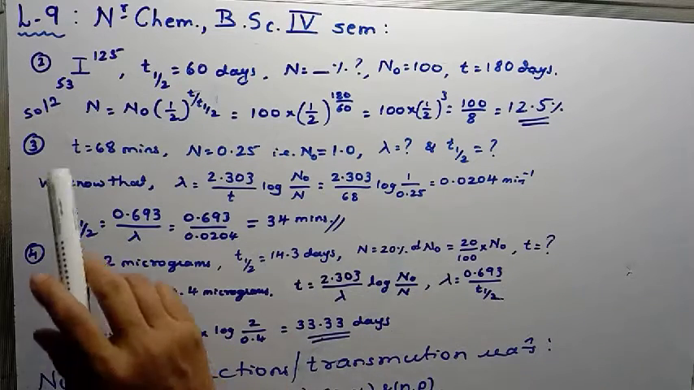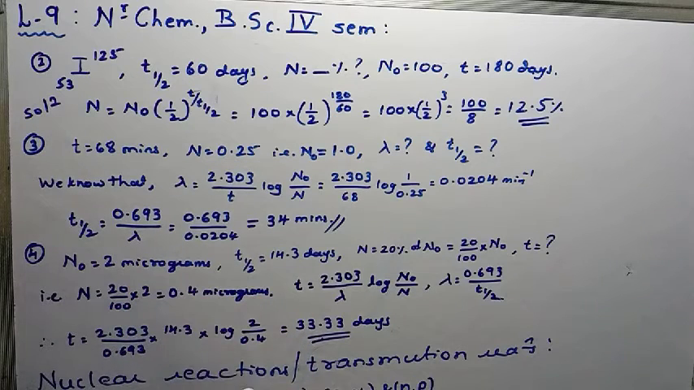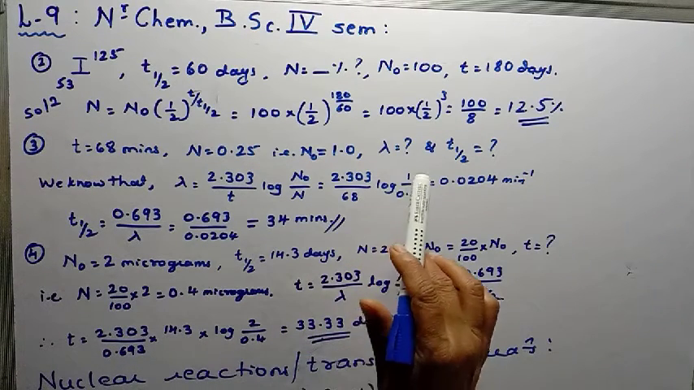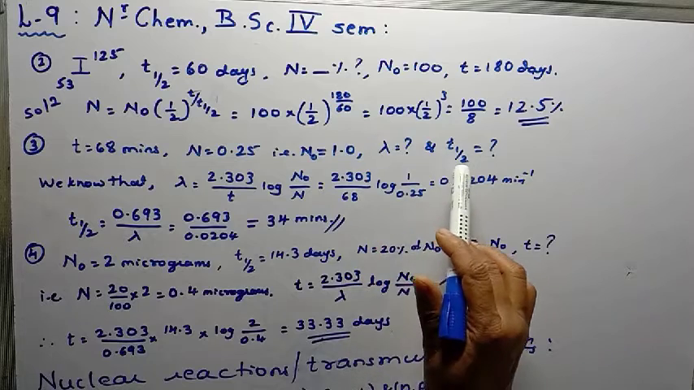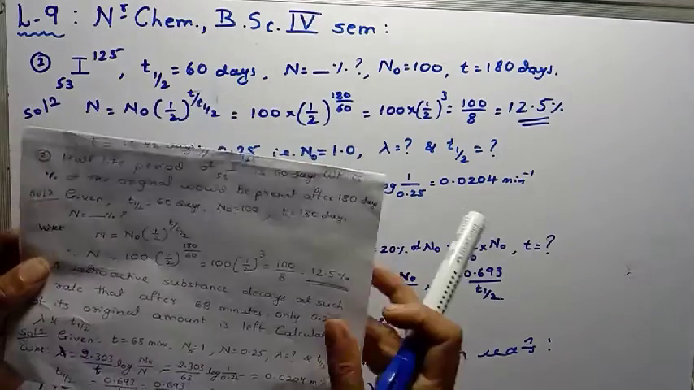So today we'll take a few more examples, that means problems under nuclear chemistry, to find out the decay constant or half-life period. Now the second problem, which we solved yesterday in the previous class, we'll once again recall.